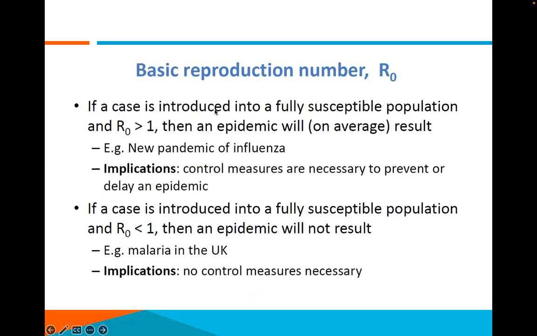And so if a case is introduced into a fully susceptible population and the R0 is greater than 1, then an epidemic will result. The implication is that we need control measures as soon as possible. So the R0 becoming greater than 1 is always a problem. But if our R0 is declining, then it means we have chances that we are making progress. Now, if a case is introduced into a fully susceptible population and the R0 is less than 1, then an epidemic would not result.